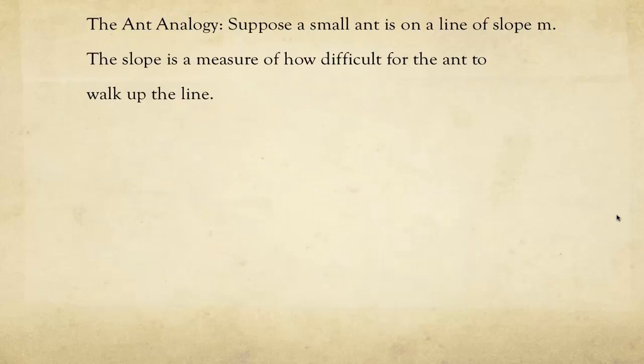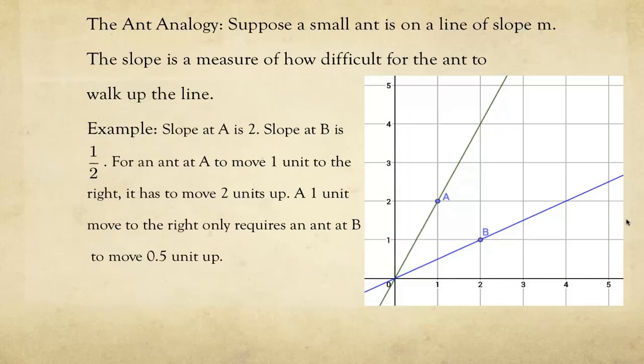So here's an ant analogy that we use repeatedly throughout this lecture. Suppose you have an ant that is on a line of slope m. The slope is a measure of how difficult it is for the ant to walk up the line. So for example, here are two lines. You have two ants. One of them is on this green line. The other one's on this blue line. The slope of this line is 2, rise over run, right? Rise over run. And the slope of this line is 1/2.